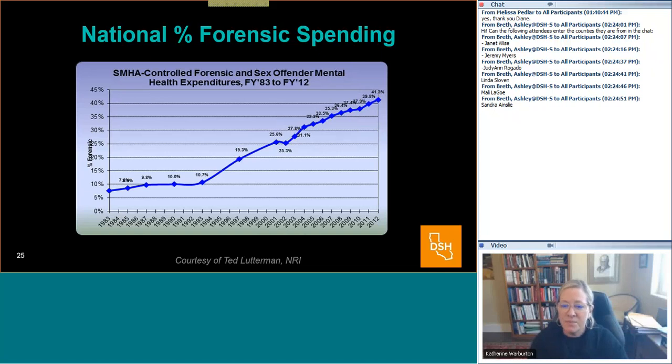And he just sent us this, which showed that while there was no quantifiable data out there about the number of people in state hospitals, there was a real big increase in the percentage of state mental health authority budgets that were going towards forensic spending starting in the early 90s. Next slide, please.